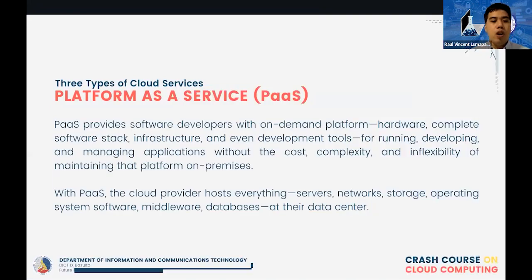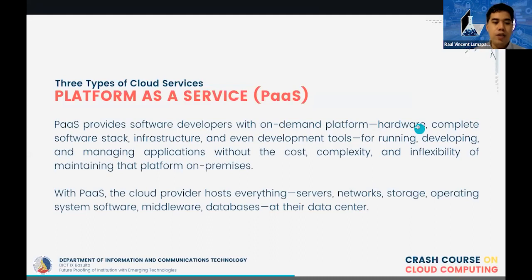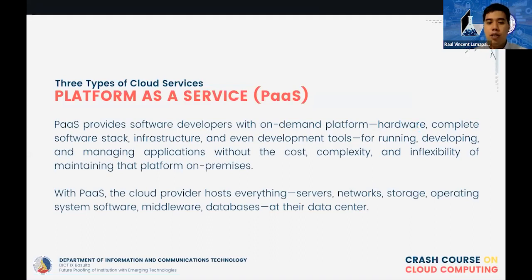So let's move to PaaS, or platform as a service. When you talk about platform as a service, PaaS provides software developers with an on-demand platform like hardware, complete software stack, infrastructure, even development tools for running, developing and managing applications without the cost, complexity, and inflexibility of maintaining the platform on premise. With PaaS, the cloud provider hosts everything: servers, network storage, operating software, system software, middleware, database in their data centers.